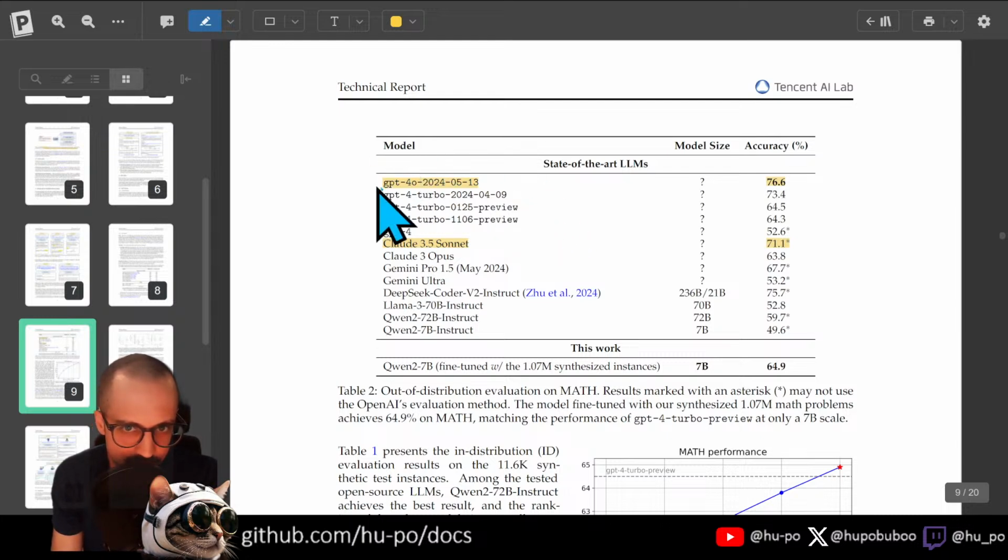So I wouldn't be surprised if GPT-4o is actually a smaller model than GPT-4. It's just because they didn't want to pay the inference budget for a giant model, right? They needed to reduce the inference cost. So if I had to guess, GPT-4o is actually smaller than GPT-4. Okay.